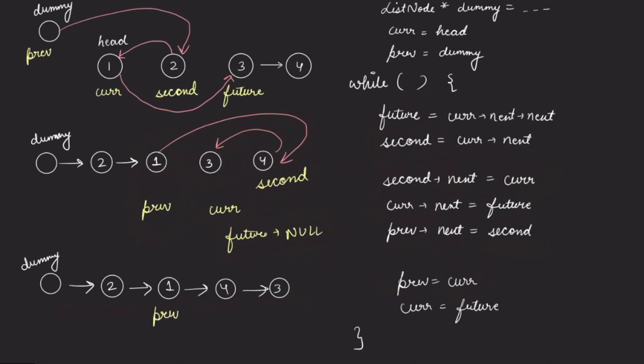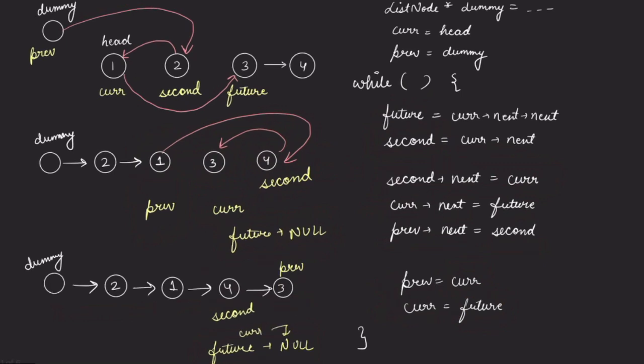Previous is pointing to node 1, current is pointing to node 3, second is pointing to node 4, and future is pointing to null, right? Then these two will be executed. So current will be changed to previous. So basically, previous will now point to node 3, right? And current will now point to future. Future is null. So now current will also point to null, right? So now you will see that we are done with swapping these two adjacent nodes also, right? And now our current is pointing to null.